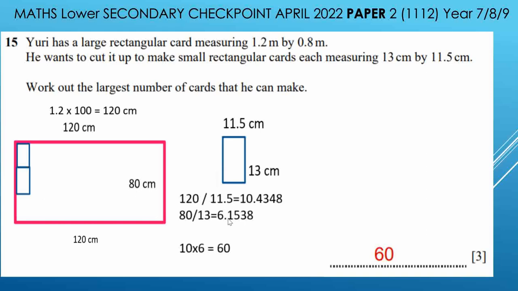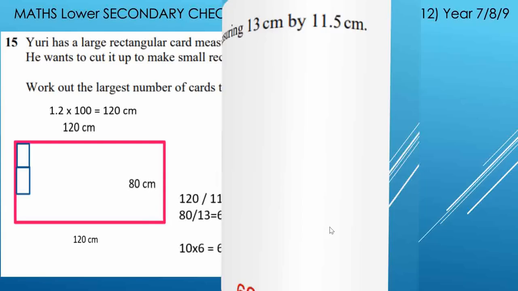80 divided by 13, then we get 10.4 and 6.15. So this we round off to 10 and 6. Well, 10 times 6 is 60, so the answer is 60. We hope it's clear. Next, question 16.